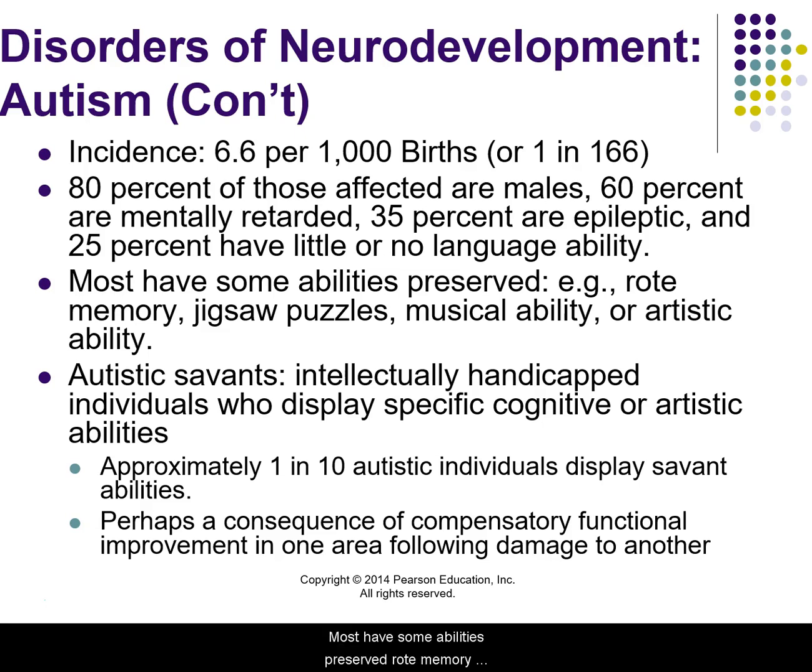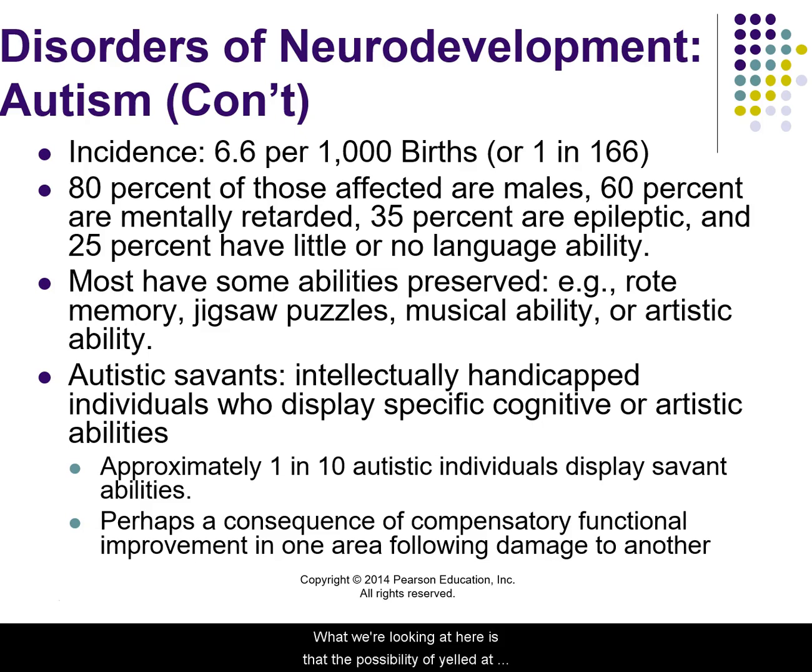Most have some abilities preserved: rote memory, jigsaw puzzles, musical ability, artistic ability, and some are extremely good at this. Okay, like your autistic savants. They are intellectually handicapped individuals who display specific cognitive or artistic abilities. Approximately 1 in every 10 autistic individuals does display a savant ability, and perhaps a consequence of compensatory functional improvement in one area following damage to another.